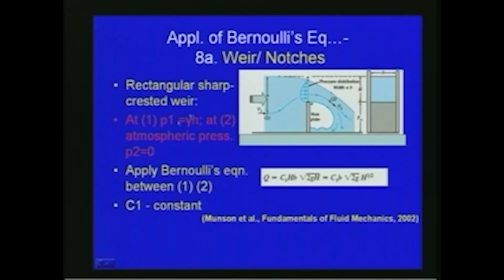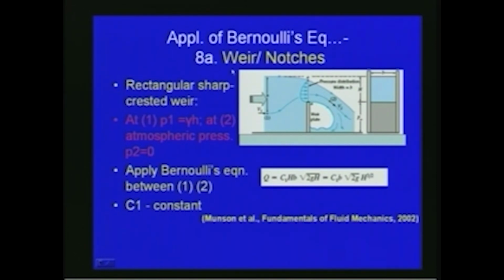Between section 1 and 2 we will be considering the Bernoulli's equation. If you consider this particular point, P1 is equal to gamma h, the depth of flow with respect to this point 1, and here it is atmospheric pressure, so we can neglect the pressure. So, P2 is equal to 0. If you apply the Bernoulli's equation between section 1 and 2, we can show that Q is equal to C1 into h into B root 2 GH, or this is equal to C1 into B into square root of 2G into h to the power 3 by 2.